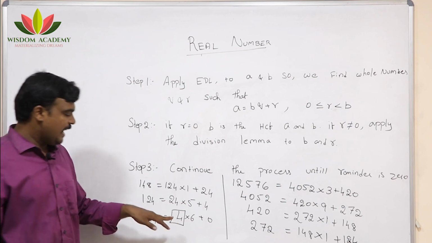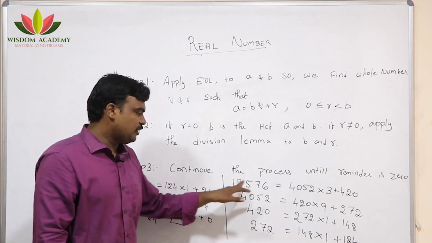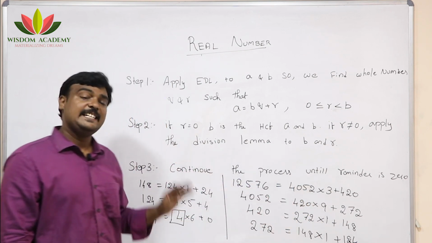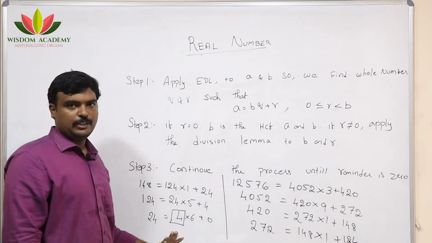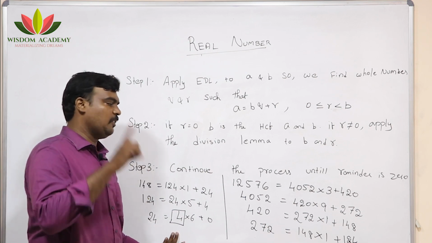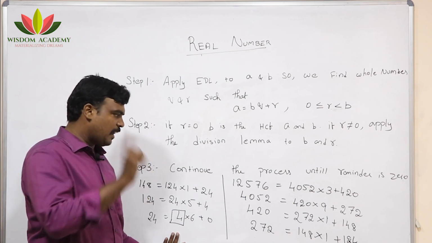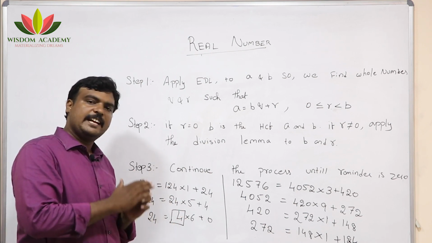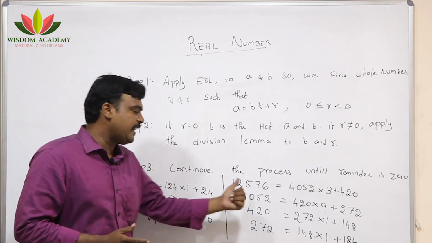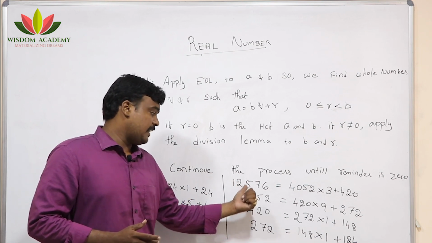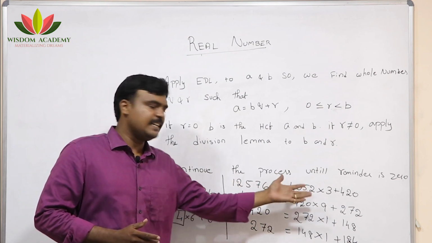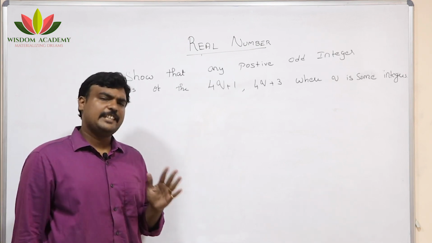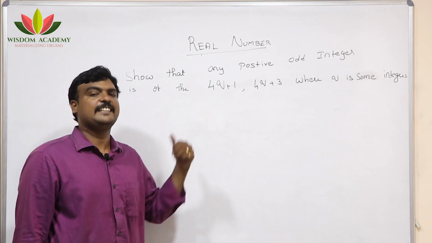What does it mean? For 12,576 and 4,052, the highest common factor is 4. What are the other numbers that may be a factor? 1, 2. After 1 and 2, 4 is there. After 4, any number greater than 4 will not divide 12,576 and 4,052. So this is what Euclid division lemma says. Euclid division lemma can also be used in other places like this, for general purposes.